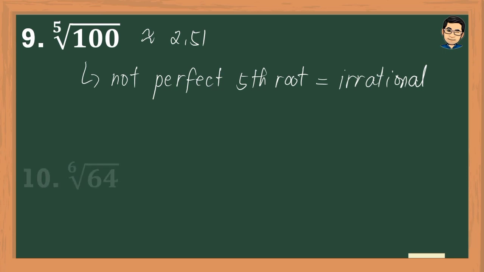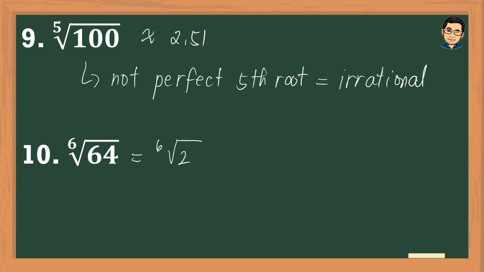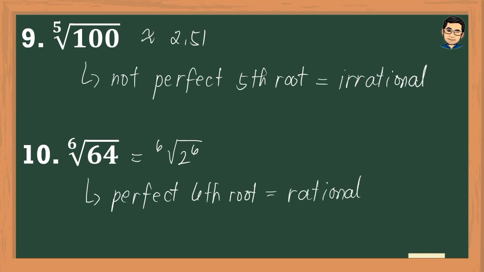Okay. And our last example, 6th root of 64. Okay, so yung 6th root of 64, pwede natin siyang isulat as 6th root of 2 raised to 6. Okay, ibig sabihin, yung 6th root ng 64 is perfect. So, perfect sixth root. So, anong sagot natin dito? Of course, rational. So, kung perfect sixth root siya, ano ang sixth root ng 64? That is 2. It's because if we raise 2 to the 6th power, our answer is 64.